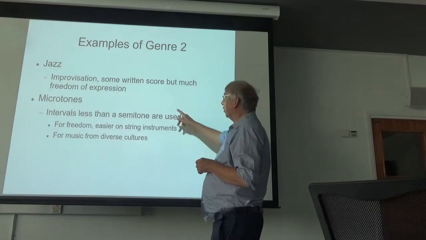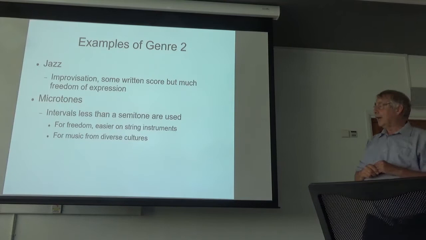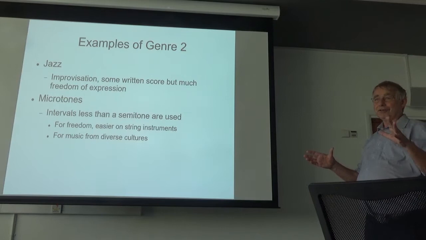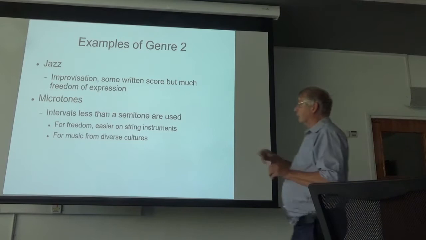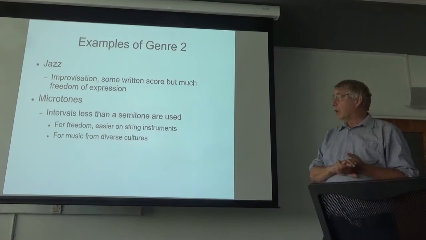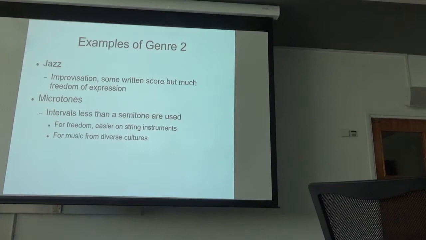But this is the one that really makes life difficult, and this is microtones. This is where, on a piano, you can't have a microtone unless you do something to the tuning, but on a violin, you can play any note. And so intervals less than a semitone are used for freedom, easier on string instruments and for music from diverse cultures and things like that. So microtones are a very different animal because they stop it being discrete. So that is a problem.